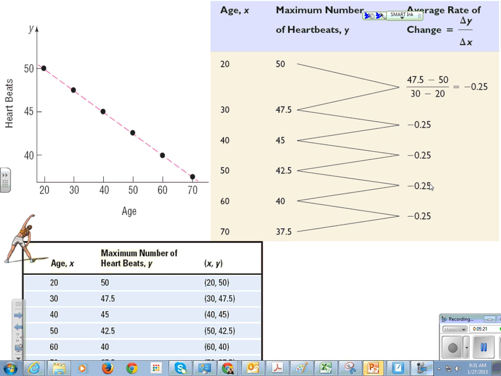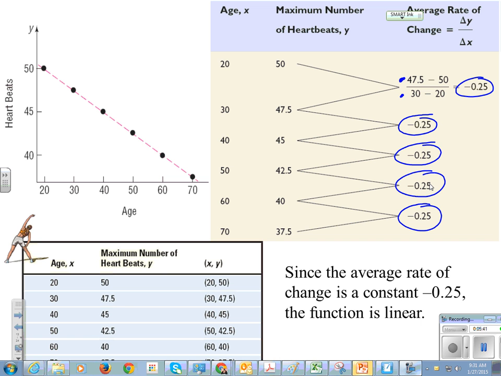So when you do the calculation, change in y over change in x, we get negative 0.25. You apply that calculation between each of our coordinates, and you get the average rate of change is negative 0.25, constant for all of our data points. So we can say that the function is linear. Constant average rate of change, linear function.